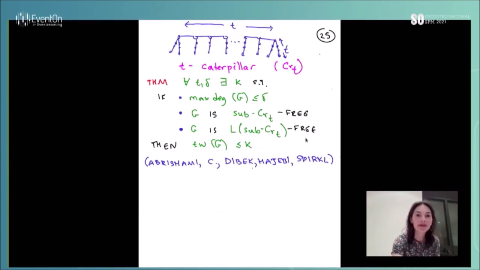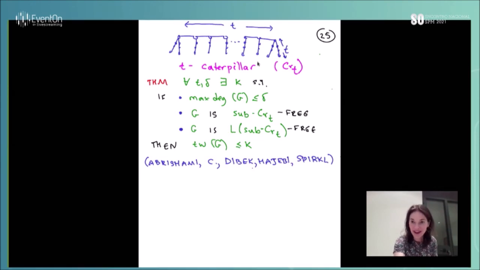Then there is a theorem we were very pleased with, and we really thought we were almost done proving the whole conjecture, with Tara, Jamil, Sepehr Hajebi, and Sophie Spirkl. So a caterpillar is this, right? Everything is subdivided as many times as you like. And a wall contains a caterpillar as an induced subgraph. So we could prove that if, instead of excluding a wall and the line graph of a wall, you exclude a subdivided caterpillar and the line graph of a subdivided caterpillar, and bound the max degree, then the treewidth is bounded.